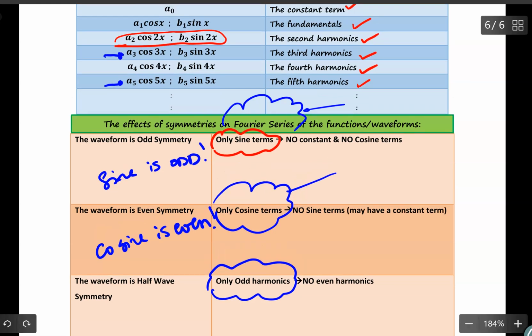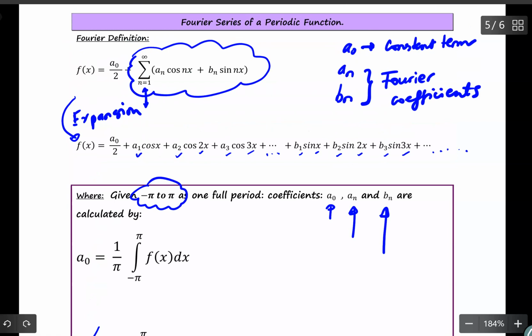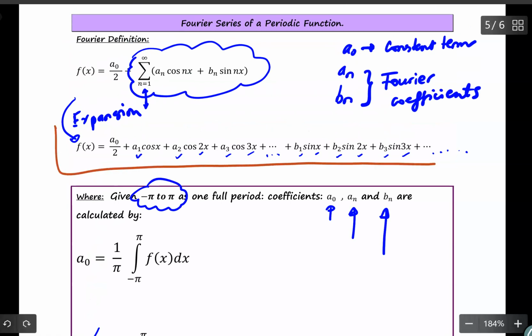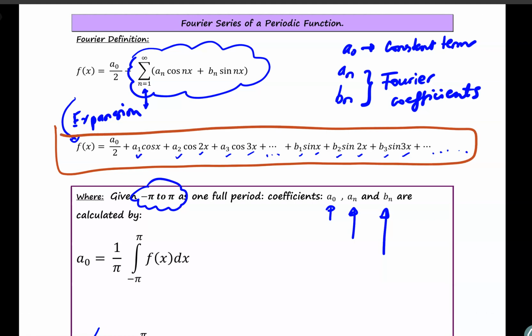The Fourier series consists of this series right here, and depending on the symmetry of your waveform, you can eliminate some of these terms.